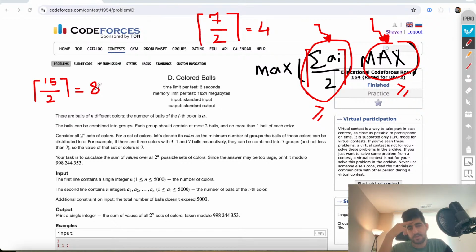So the sum of AIs is the number of balls that we have. I'm saying that the number of groups is going to be at least the sum of these AIs, the number of balls that we have, divided by 2, the ceiling of this. Okay?